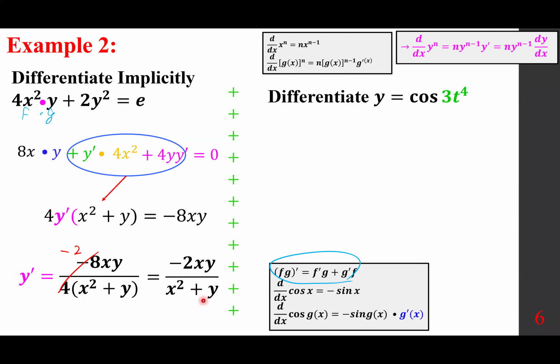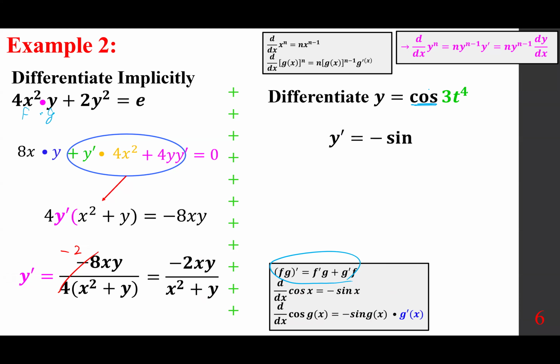We want to differentiate y equals cosine of 3t to the power of 4. First, I want to remind you that the derivative of cosine is negative sine, and the derivative of cosine of g of x is negative sine g of x, g prime of x. The way I approach it is that it makes it easier if I just read cosine and pause, because I know the derivative is negative sine.